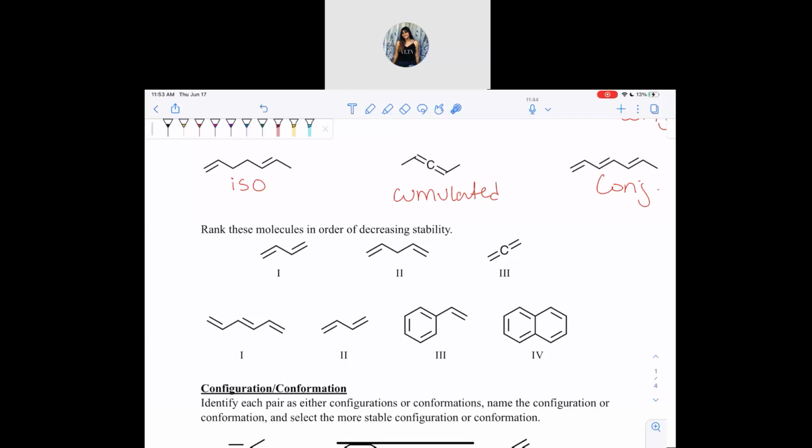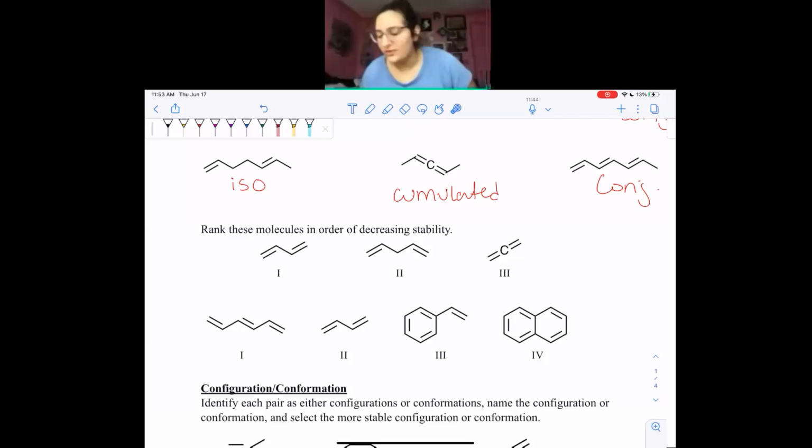So awesome. You are right. The order would be 1, 2, 3. And it occurred to me a couple days ago that this was already in order for you, so all I'm going to do is this. Number 1 is the most stable because it's conjugated. Then we have isolated. And last, the garbage yucky one, is accumulated. So we're all on point.